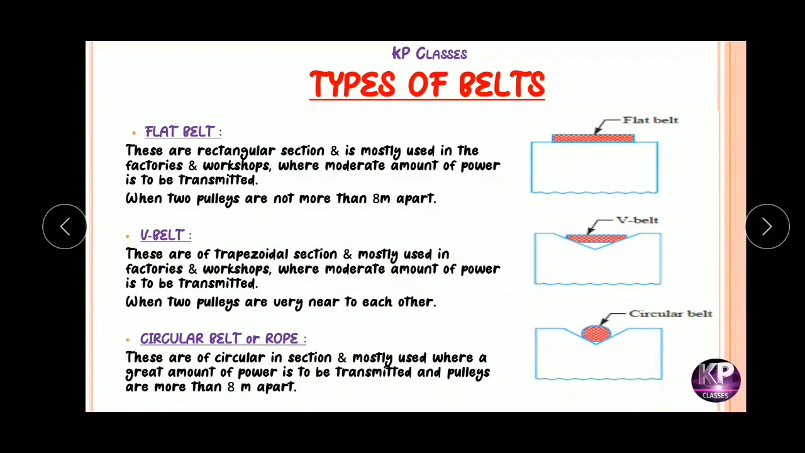Next one is the circular belt or rope. These are circular in section and used where a great amount of power is to be transmitted and pulleys are more than 8 meters apart. When the distance between two pulleys is more than 8 meters, in that case circular belt or rope drive is used.